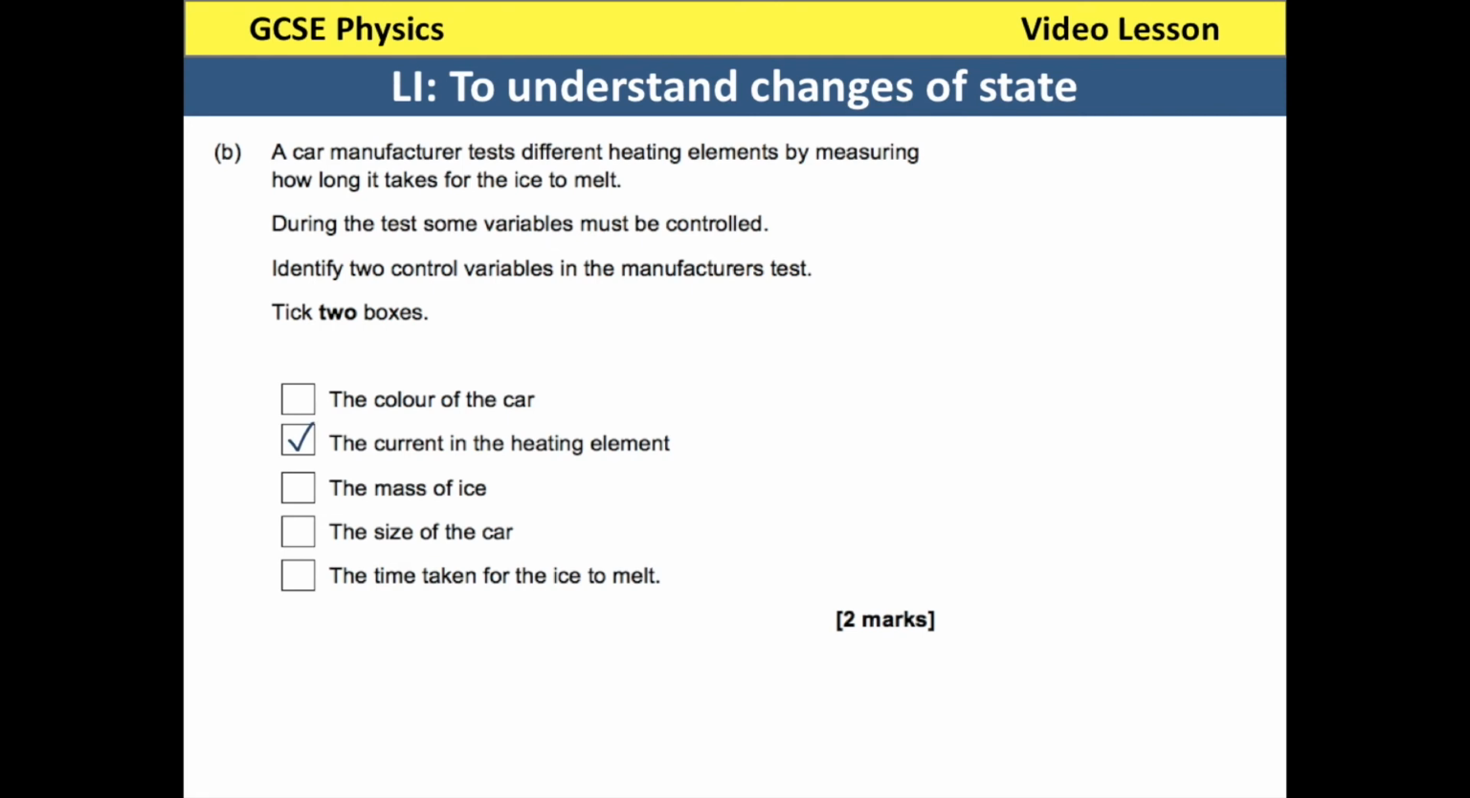And then the mass of ice, well, it doesn't take long to melt a small amount of ice, but it takes ages to melt a lot of ice. And so the mass of ice is also going to have to be a control variable.